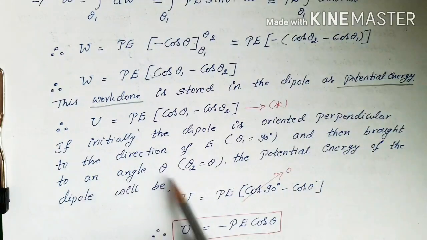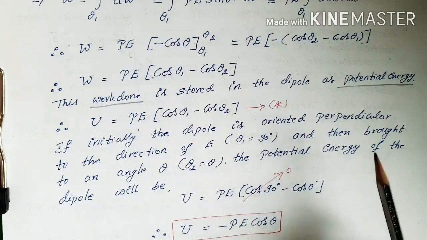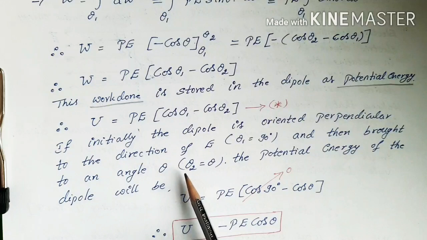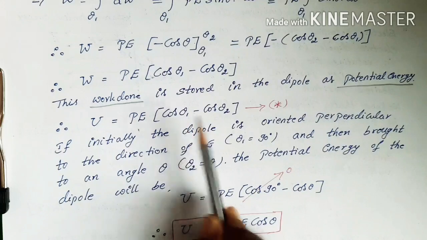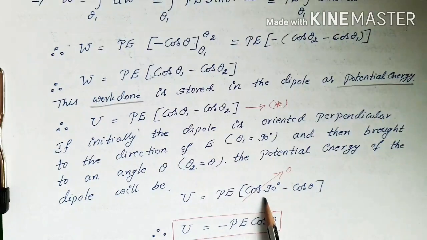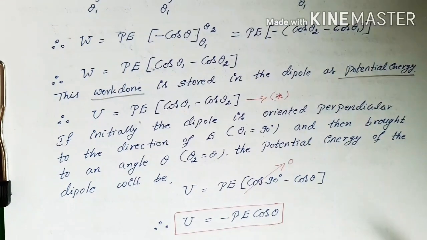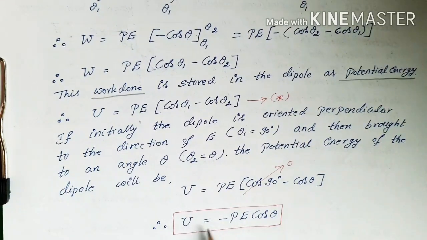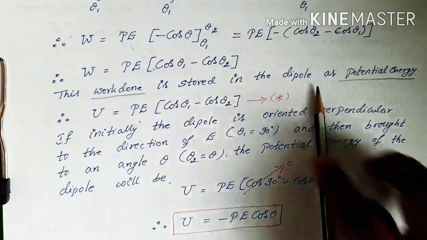And then because of the electric field lines of force, the dipole rotates and is brought to an angle theta. Let the final angle be theta. Then the potential energy of the dipole will be, now substitute here, the initial angle is 90, final angle is just theta. I am taking theta 2 as theta. Then cos 90 becomes 0. Then we are getting here cos theta. So the final formula for the potential energy we can give as U is equal to minus PE cos theta.